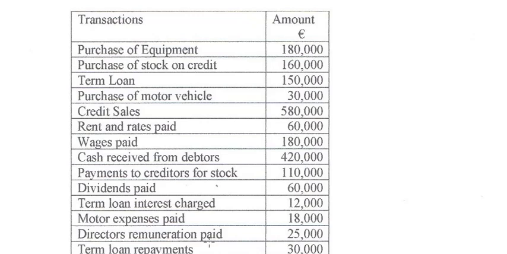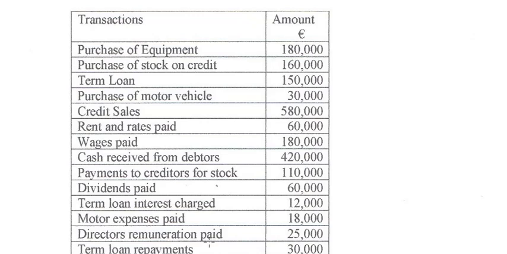Cash received from debtors. So here we have what we were looking for, the cash received from our customers or our debtors, 420,000. And the sales were 580,000. So if we sell 580,000 euros worth of goods to customers and they pay us 420,000, it's easy to work out how much is owed at the end of the year. But of course, these calculations are normally done, as we know, in the nominal ledger. Okay, but it's not a difficult calculation.